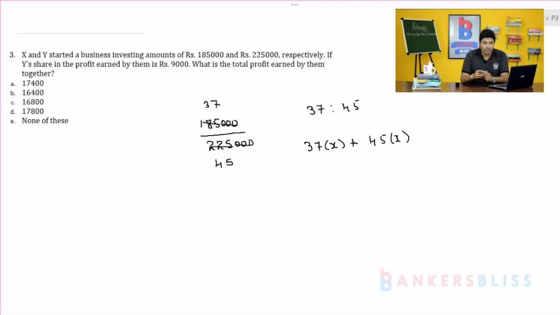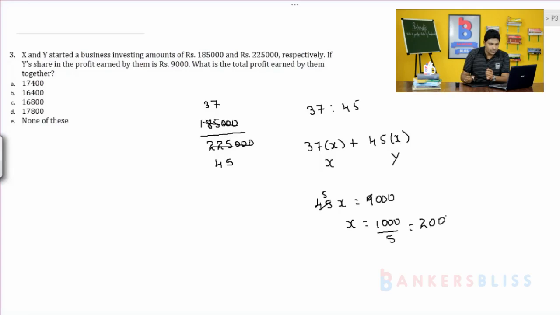37 into x plus 45 into x. They have given the share of Y. The share of X is 37x, the share of Y is 45x. So, the value of 45x is 9,000. If you solve, x is equal to 9,000 divided by 45, which is equal to 200.